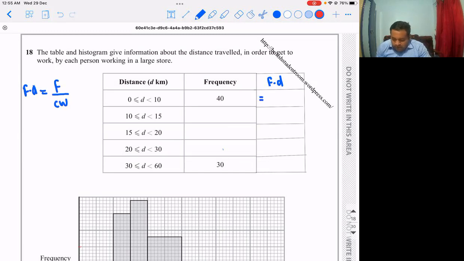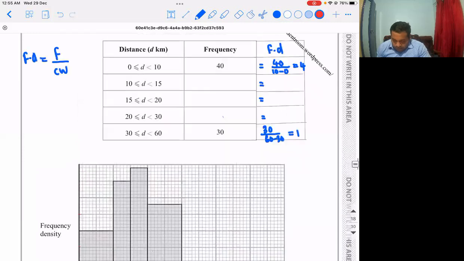So here, what is the frequency density in this case? What is the respective frequency for this 40? What is the class width? 10 minus 0, right? So that is 4. What is the frequency density here? For finding frequency density, the frequency is unknown. Here also frequency is unknown, but here it's possible: 30 divided by 60 minus 30, and that is 1, correct?